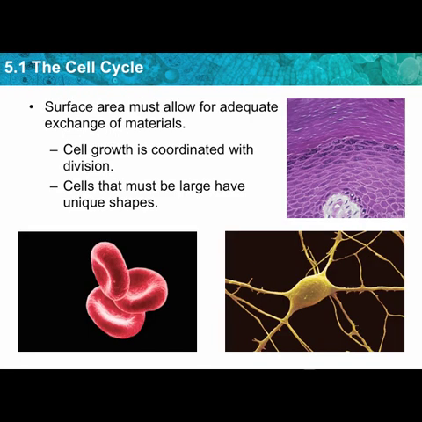Surface area must be adequate for the exchange of materials. I was just saying, good things in, bad things out, and that's coordinated by division. If a cell gets too big, it kicks into a mode of cell divisions.